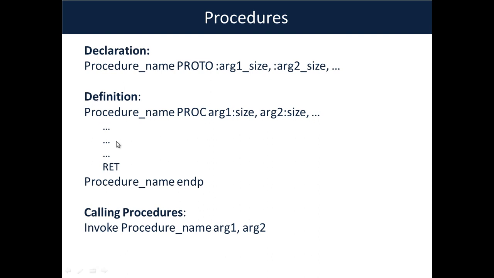Then you have the actual definition of the procedure, where you write the procedure name followed by the proc keyword and then the various arguments and their sizes. Always remember that in a procedure you have the ret command at the end, which is for returning. You end the procedure by writing the procedure name and then the keyword endp, which is end procedure. When you have to call procedures, one of the easiest ways to do so is to use the invoke keyword along with the procedure name and the arguments.